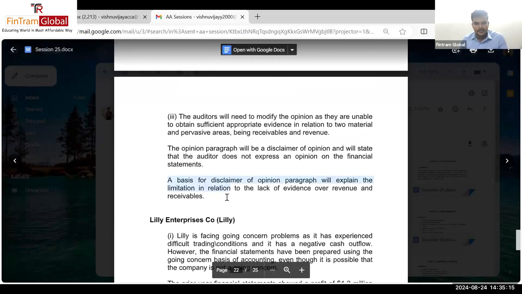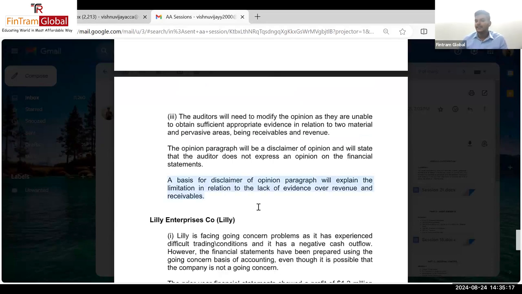And you see this one-liner? This can be used in any type of question. You just have to, not a disclaimer opinion, but a basis of opinion paragraph will explain the limitations in relation to the lack of evidence, or why there was a misstatement, why we provided an adverse opinion. All these things will be mentioned within this particular paragraph. So by adding this one line, you'll get one additional mark.